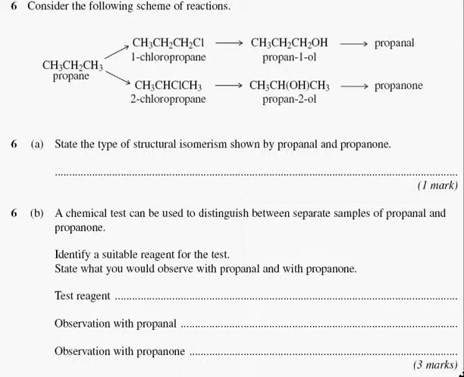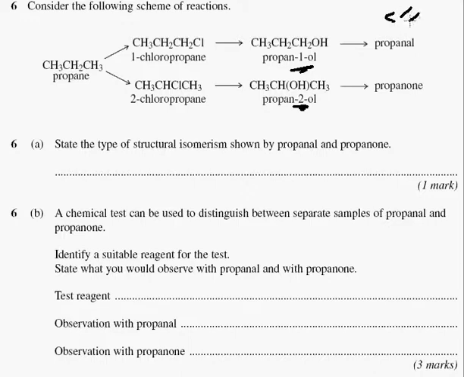We've got over here a primary alcohol and a secondary alcohol. There's our primary and there's a secondary alcohol. And then we come to our real crunch. We've got a propanal and a propanone.